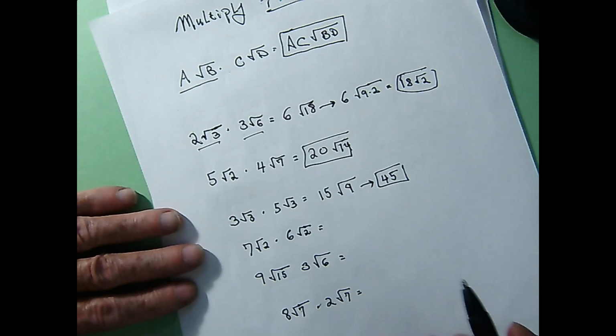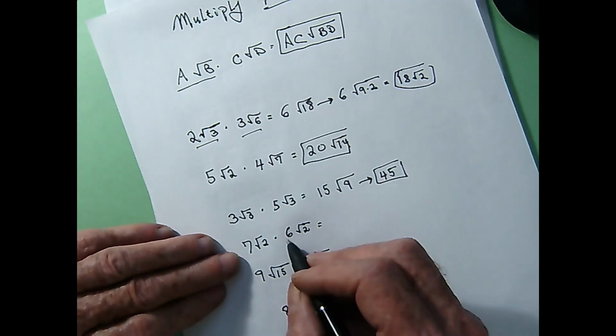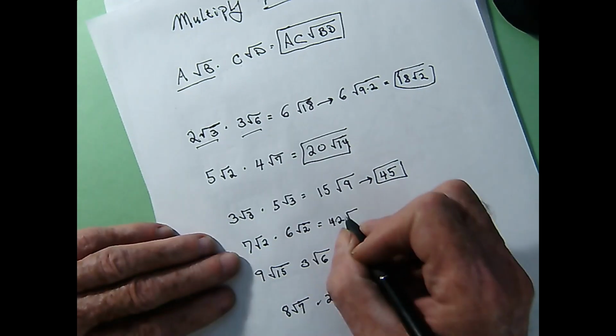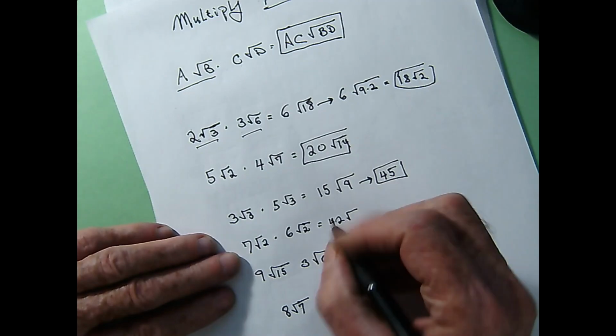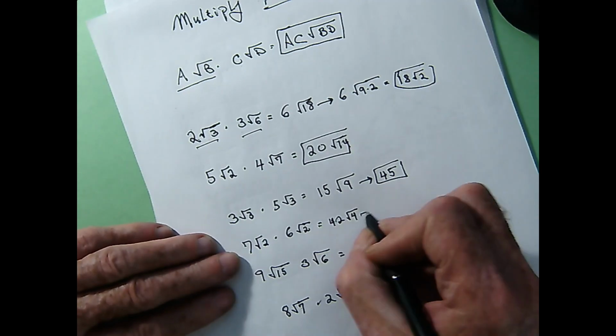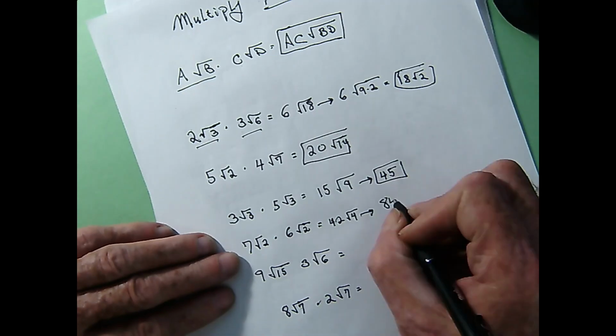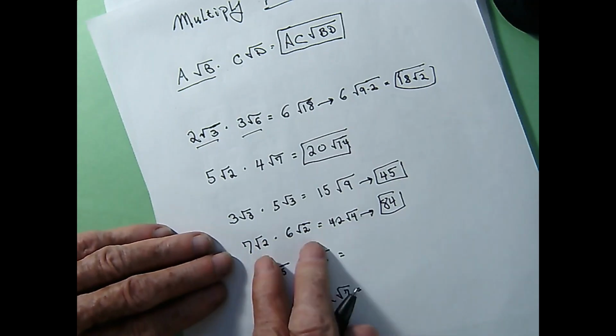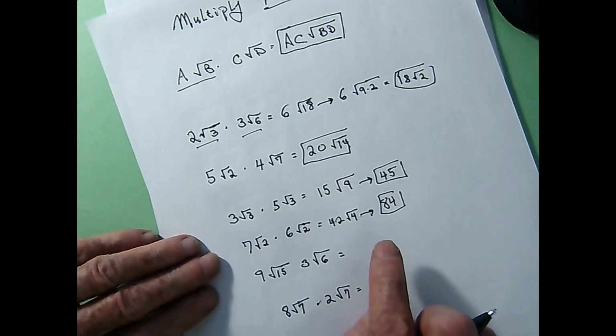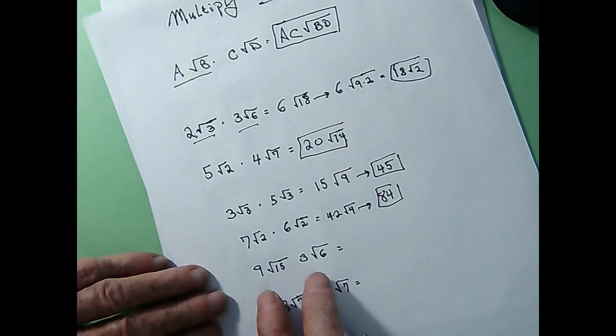Let's take a look. Outside guy with outside guy is going to give us 42. Square roots of, and 2 times 2 is just going to give us 4 within the radical. But lo and behold, we know the square root of 4 to be 2. So 2 times 42 is going to give us 84. And that is the product of 7 root 2 and 6 root 2. It's worth 84. Now let's play a little bit longer.